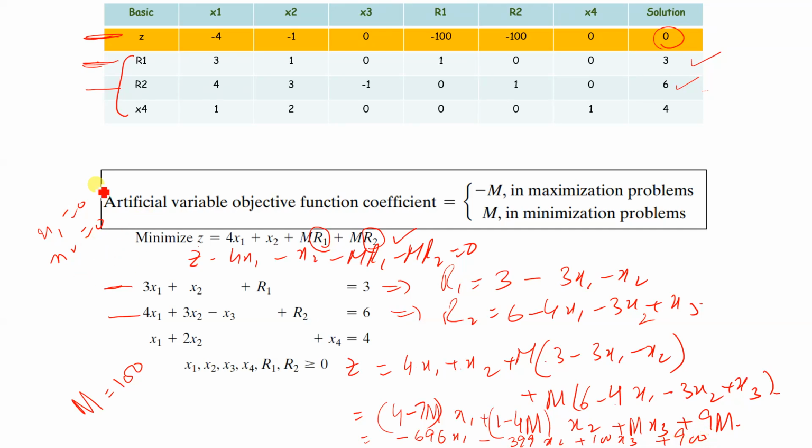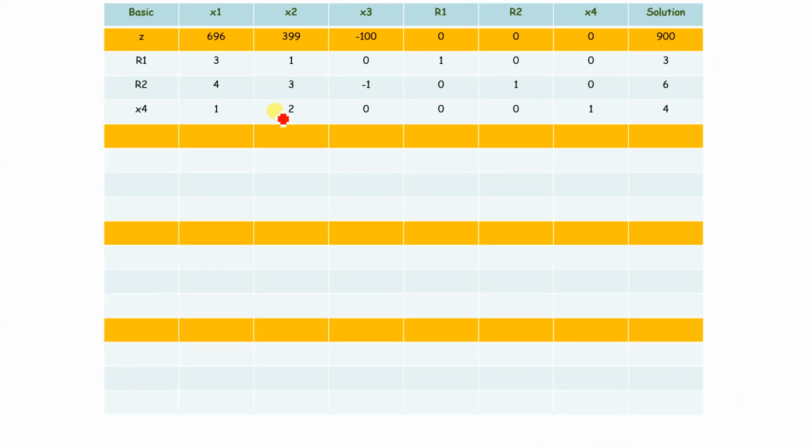So our new Z equation becomes Z plus 696x1 plus 399x2 minus 100x3 is equal to 900. So now the system is consistent. Since R1 is 3 and R2 is 6, our Z should be 6M plus 3M, that is 9M, that is 9 times 100, which is 900. So let's replace this 0 by these coefficients. So this is our new row.